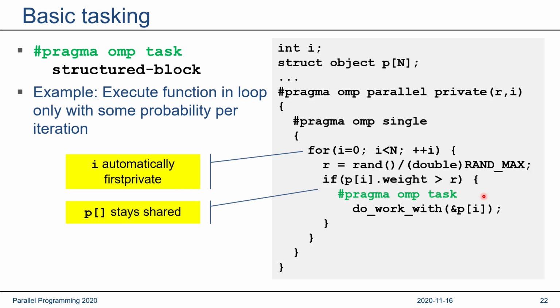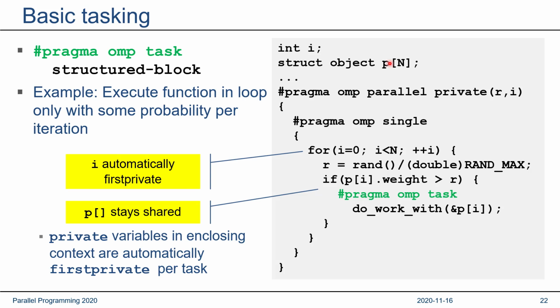P, however, is shared from the beginning. It's never privatized, so it stays shared. Nothing bad happens, and what I write as P here is just the global value I have in the program up here. So remember, private variables in the enclosing context are automatically firstprivate per task. They are packaged within the task together with the execution, if you wish, the code of the task.